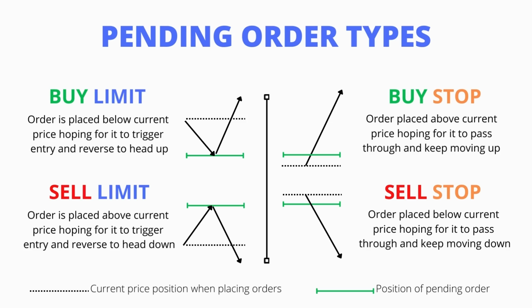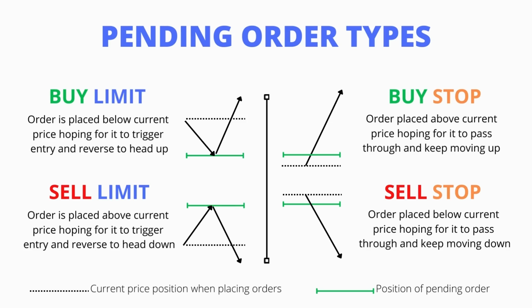And then the same, but the reverse, we've got the sell limit. So this is where your order is placed above where current price is, hoping for it to trigger entry and reverse to head down. So price is hovering around, you're expecting it to head up a bit first, hit your entry, and then go down.